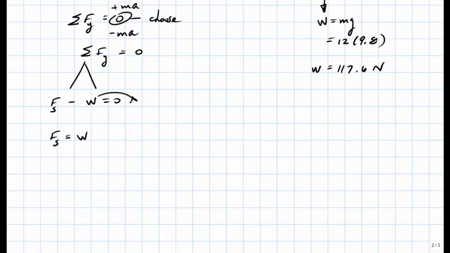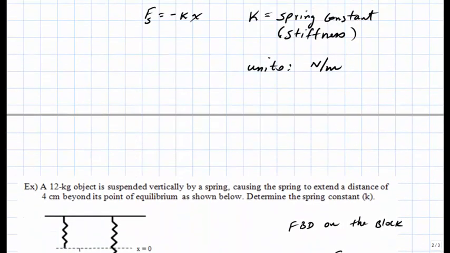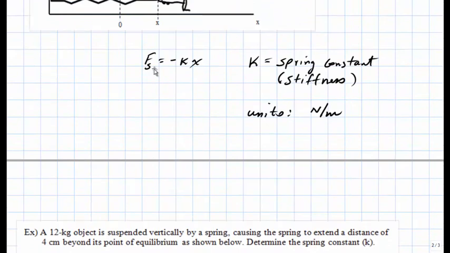We'll transfer the weight to the other side. And the force of the spring, of course, in this case will just equal the weight, which equals 117.6 newtons. Now, in order to determine the spring constant, we could take advantage of Hooke's law. Note that Hooke's law establishes the relationship for the force of the spring equaling K times X.